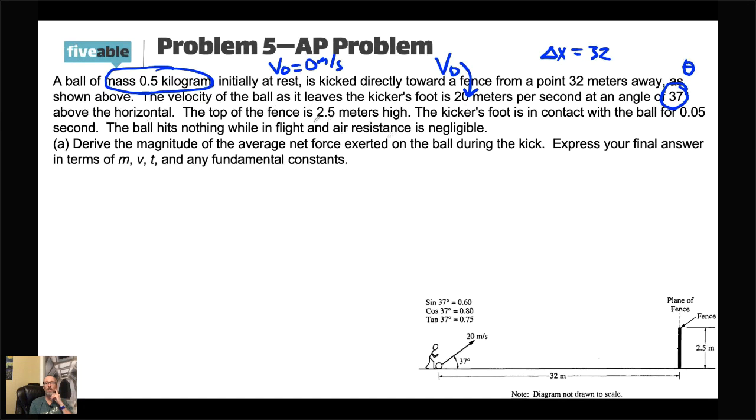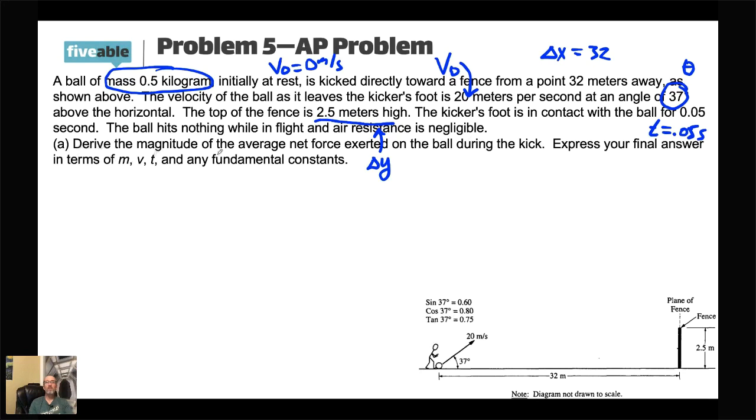The top of the fence is 2.5 meters high, so we know that is a change in vertical position. The kicker's foot is in contact with the ball for a time of 0.05 seconds. And it says the ball hits nothing while in flight and air resistance is negligible. Obviously this person's maybe on the moon kicking the ball over the fence. I don't know. Probably on the earth because we're going to need to use gravity. So it's just a really great ball. It doesn't have any air resistance at all, so its coefficient of drag would be very small.